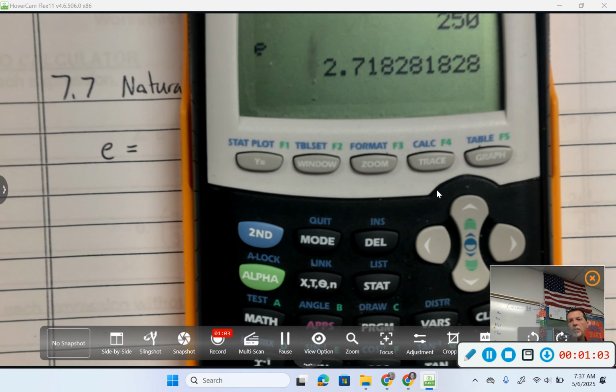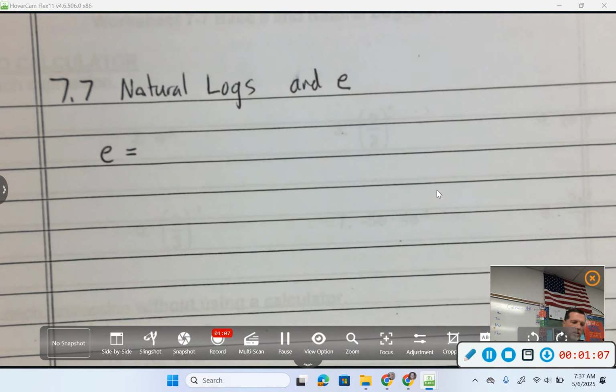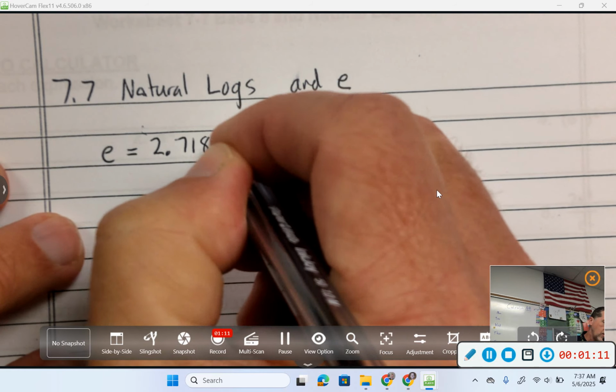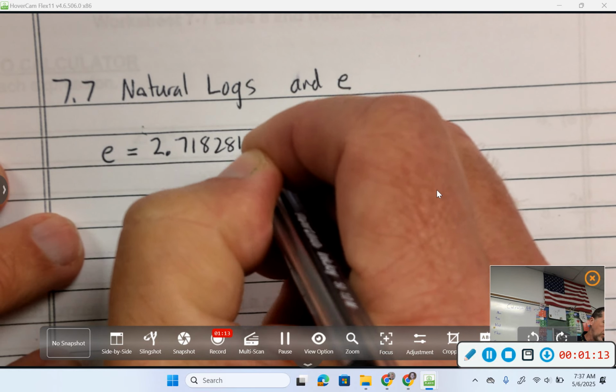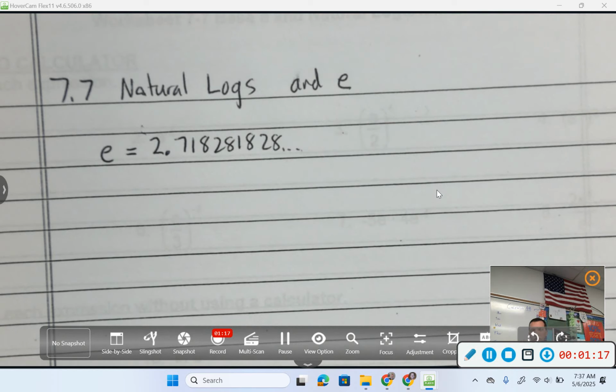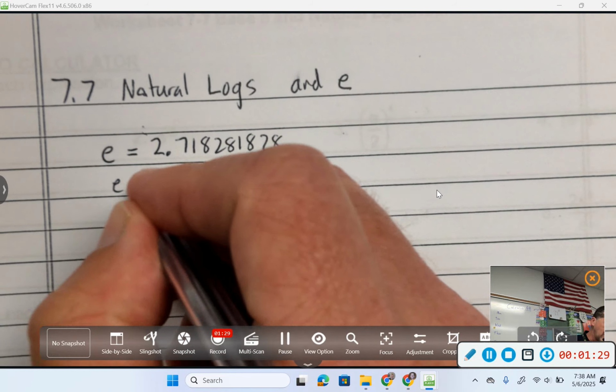2.718281828. But it doesn't end there. It's kind of like pi. It's irrational. It goes forever. 2.718281828, and who knows? We don't need to memorize that number. It's kind of like pi. Like 3.14 is good enough, or just hit the pi button in the calculator. Same thing with E. You probably need to know that it's 2.718.